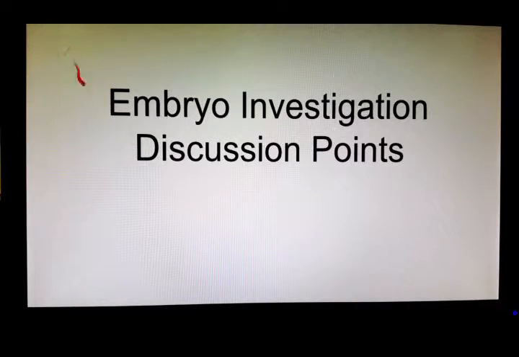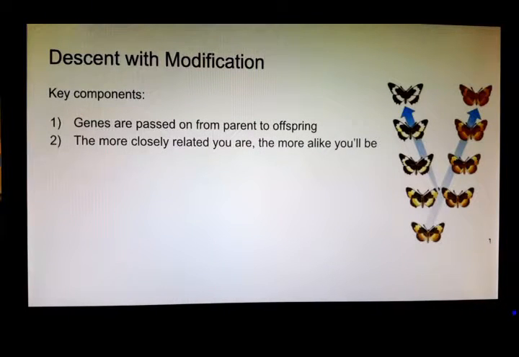The main thing here is embryos, and do they support descent with modification or not? So first, let's just go over what is descent with modification. And there's two key principles here. One, the genes are passed on from parent to offspring.